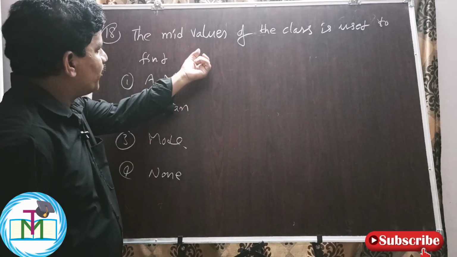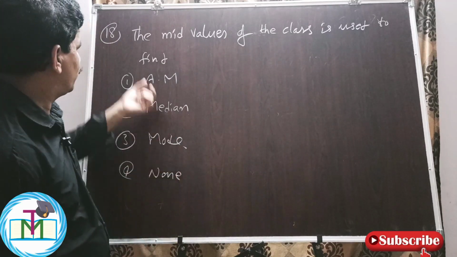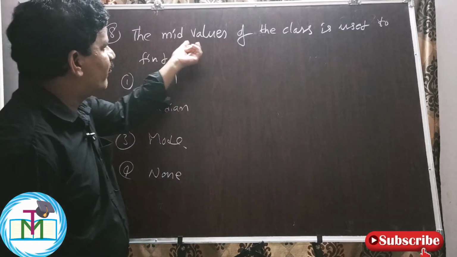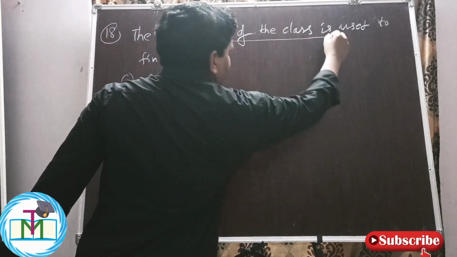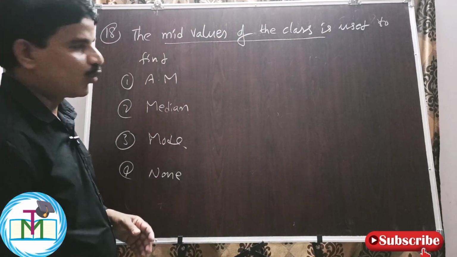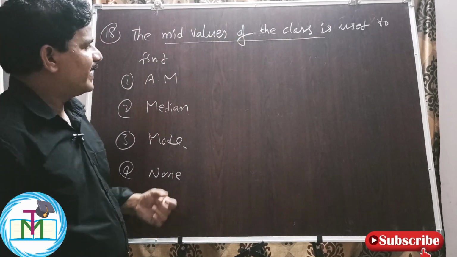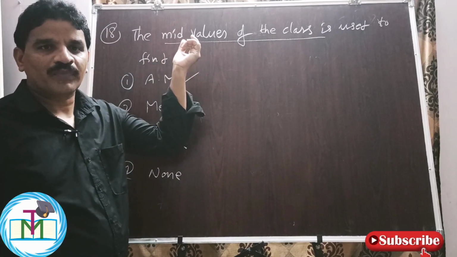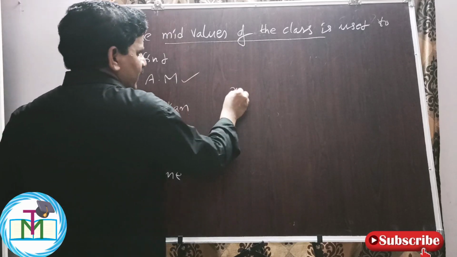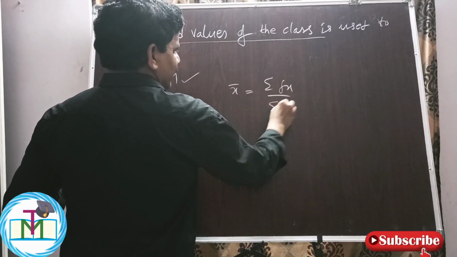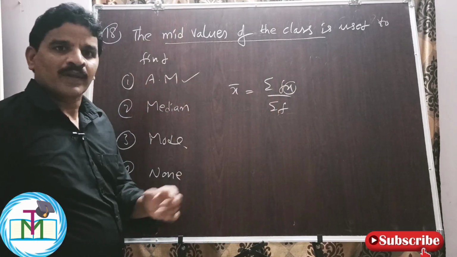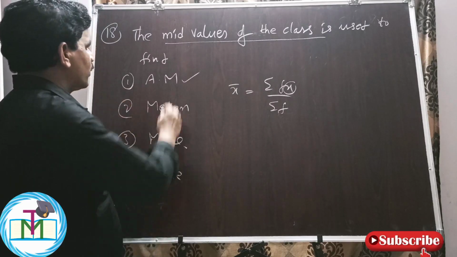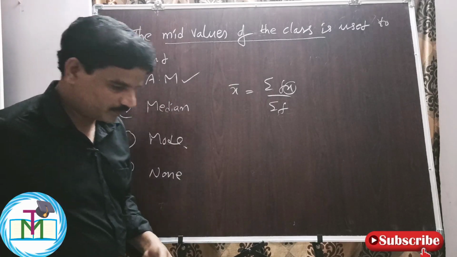Question 18. The mid values of the class interval are used to find arithmetic mean, median, mode, and what? None. So the mid values of the class interval. Class interval means grouped data here. For finding the arithmetic mean of grouped data, we use mid values. The mean formula is x bar is equal to sigma fx by sigma f. Here x is the mid value of the class intervals of each row. Therefore option 1, arithmetic mean, is the right answer.